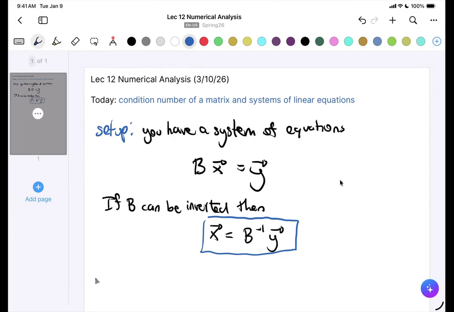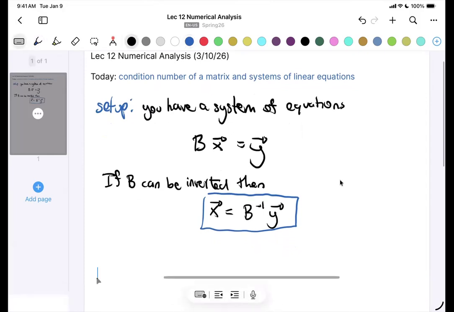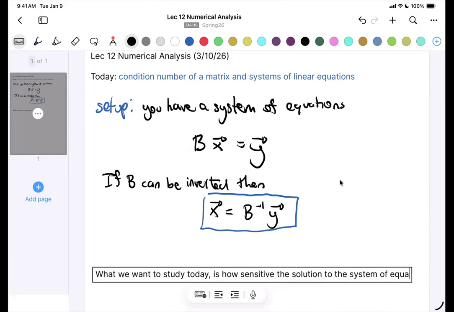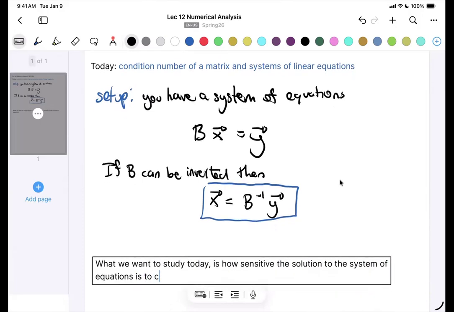So what we want to study today is how sensitive the solution to the system of equations is to changes in some of the data.